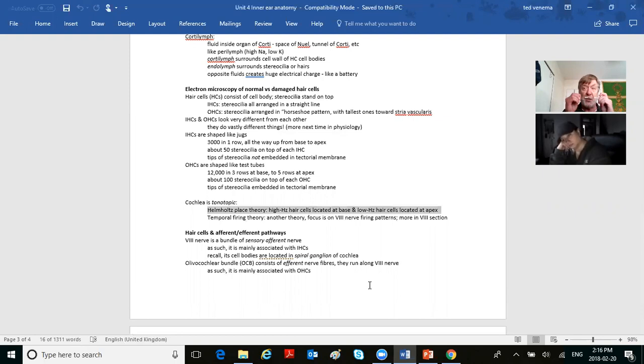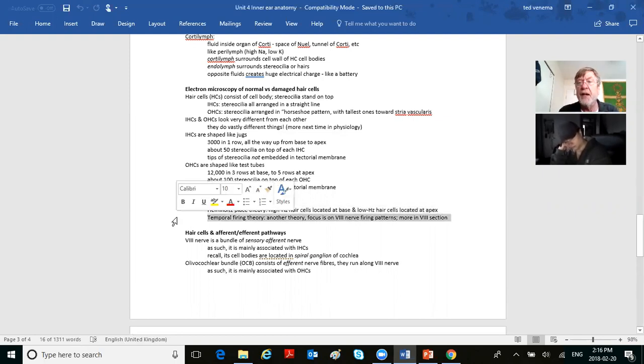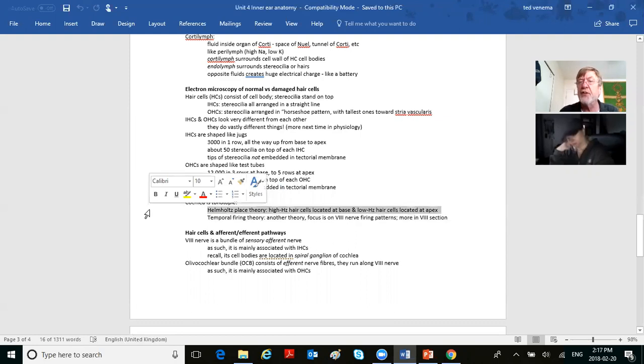There's another theory, and it's called the temporal firing theory. And the temporal firing theory says, nah, the place theory isn't really correct. We have a sort of a different way of describing things, but it's the number of times that the eighth nerve fires per second. If it fires 100 times a second, you hear 100 hertz. If it fires 500 times a second, you hear 500 hertz. But, you know, we'll talk about that mañana. For main thing, it's the Helmholtz place theory.